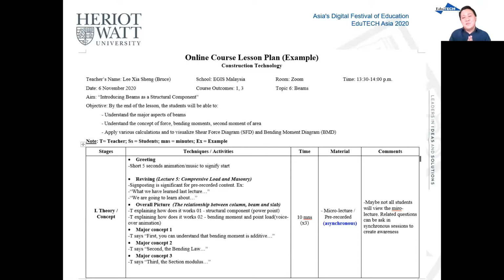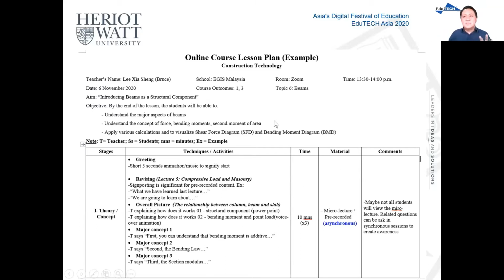Now I'm going to share with you an example of a lesson plan, which is within my own specialization, construction technology. It's fine if you are not in construction, because this is just to contextualize as an example. You can put in your own expertise, such as finance, business, biology, mathematics, and so on. Let's look at the lesson plan.